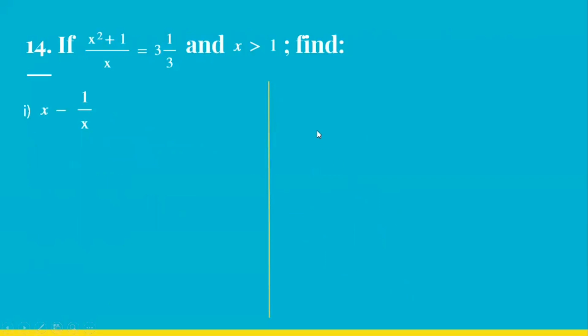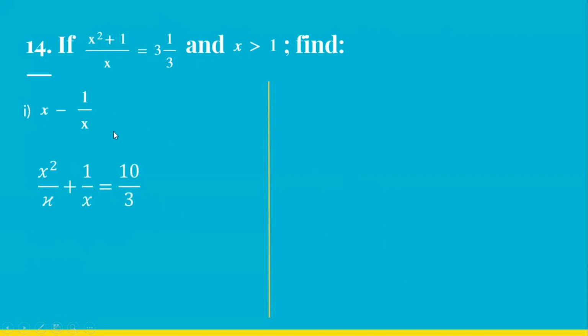Question number 14. If x square plus 1 upon x is equal to 10 by 3, and x is greater than 1, find x minus 1 upon x. It has sub questions again. So look at this. Let us divide throughout by x, separating x from this. So x square upon x plus 1 upon x is equal to 10 by 3. Separately, I am writing the denominator under each term in the numerator.